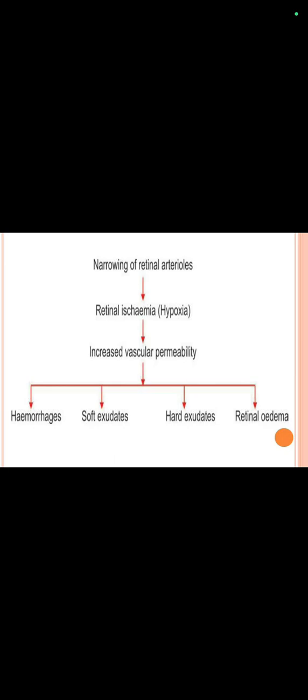If there is a larger exudation, there will be exudation in the subretinal space leading to retinal edema. If there is a smaller exudation, if the exudation is present at the level of the nerve fiber layer, what will happen? There will be swelling of the axons, which are called soft exudates, and hard exudates will be present in the plexiform layer. Okay.